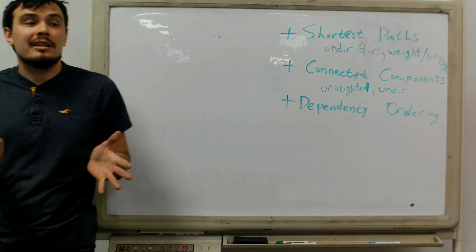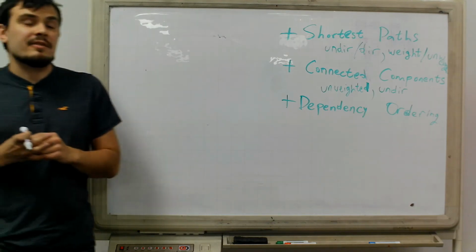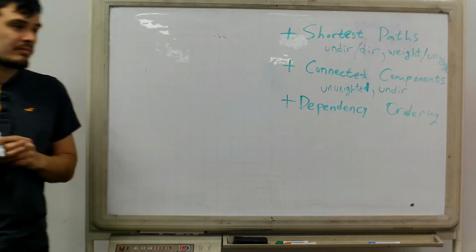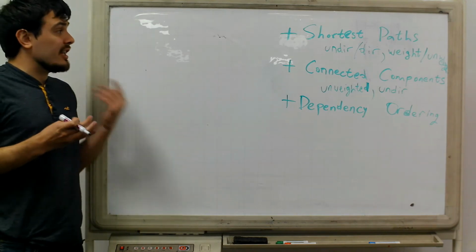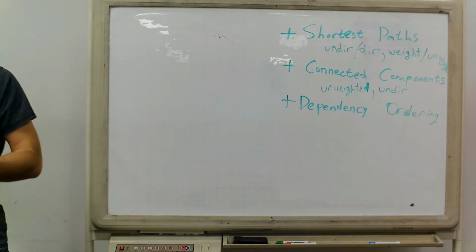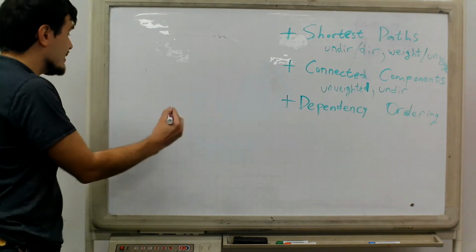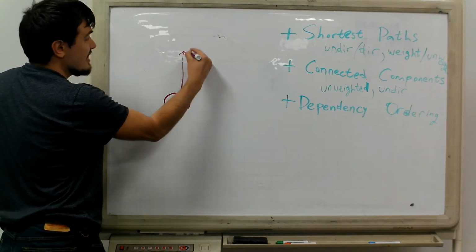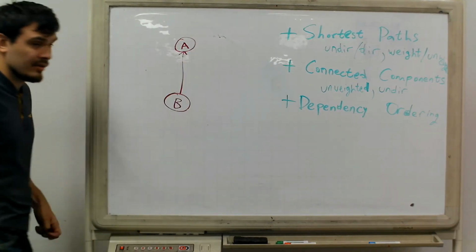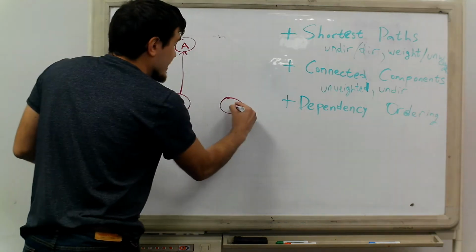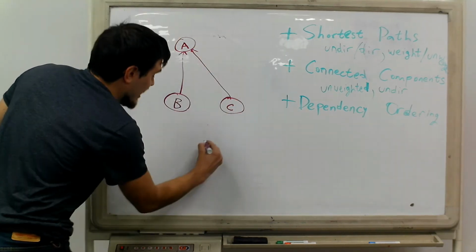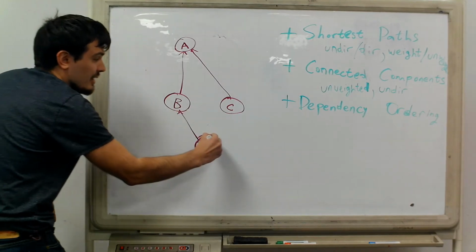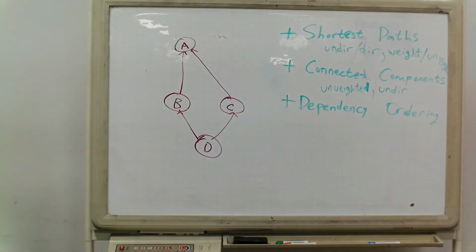Let's say you're going to compile a piece of code, and it has dependencies on other libraries. For example, library B has a dependency on library A, and so does library C. And then maybe my piece of code D that I want to compile has dependencies on both of these. So this is called a dependency graph.